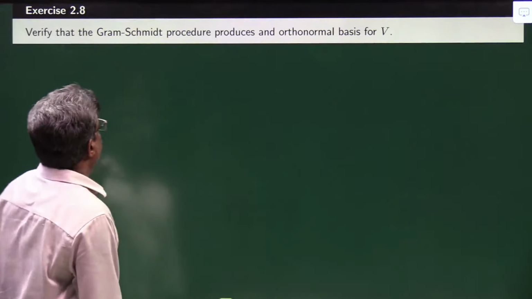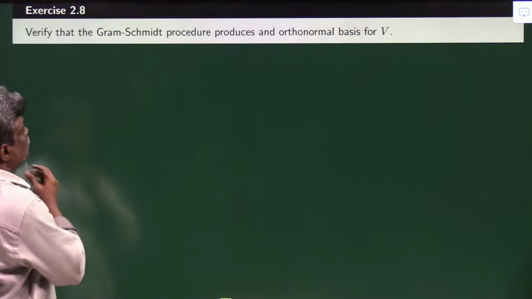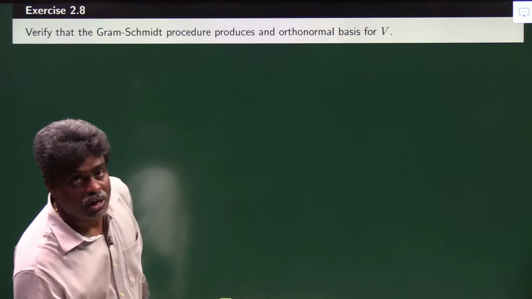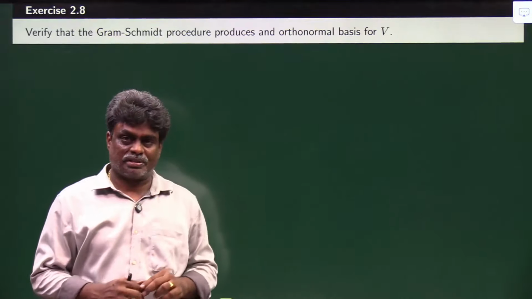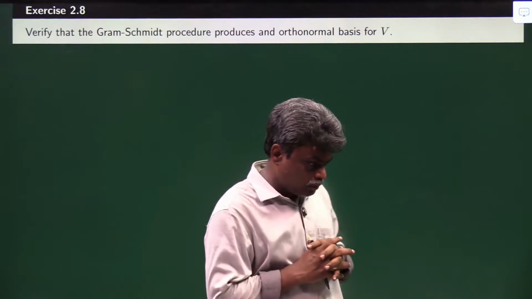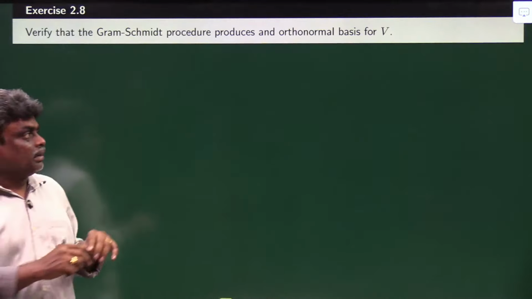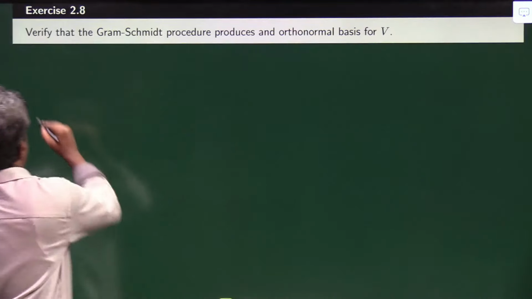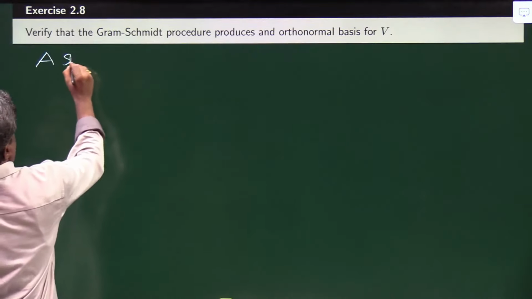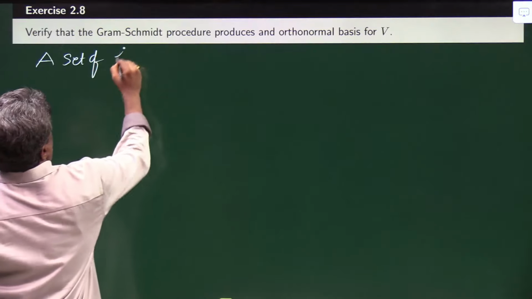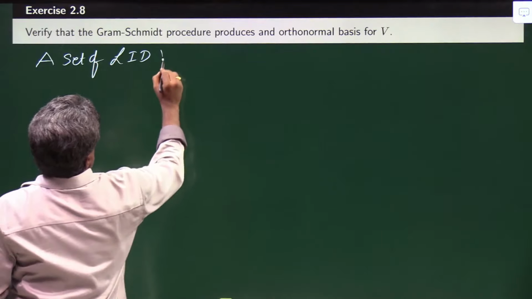Right. So here, this is the next question. This is about the Gram-Schmidt orthogonalization process. What is this Gram-Schmidt orthogonalization process? For example, they have given a set of linearly independent vectors.